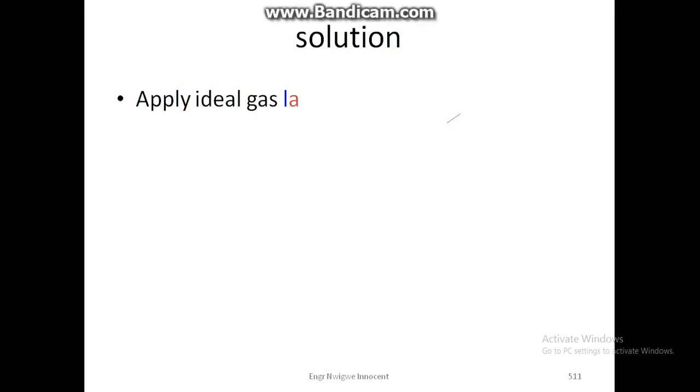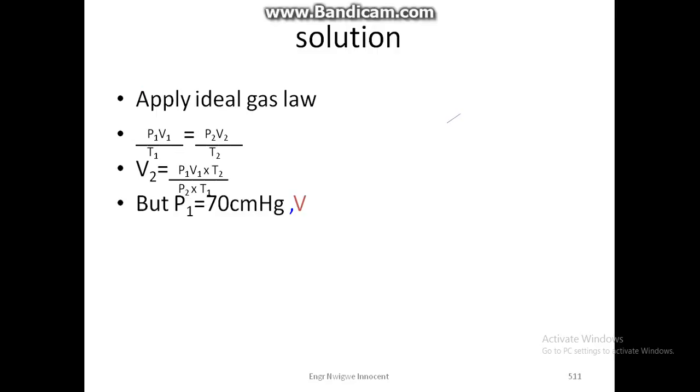Solution. Apply the ideal gas law. P1 V1 over T1 equals P2 V2 over T2. V2 is equal to P1 V1 times T2 all over P2 times T1. But P1 is equal to 70 cm mercury. V1 is equal to 1,200 cm cubed.